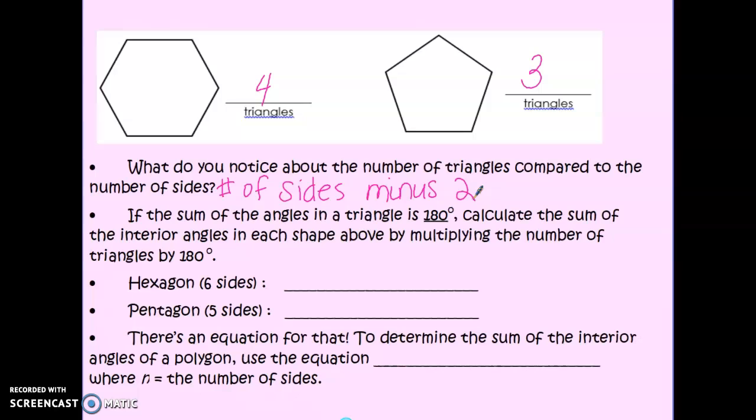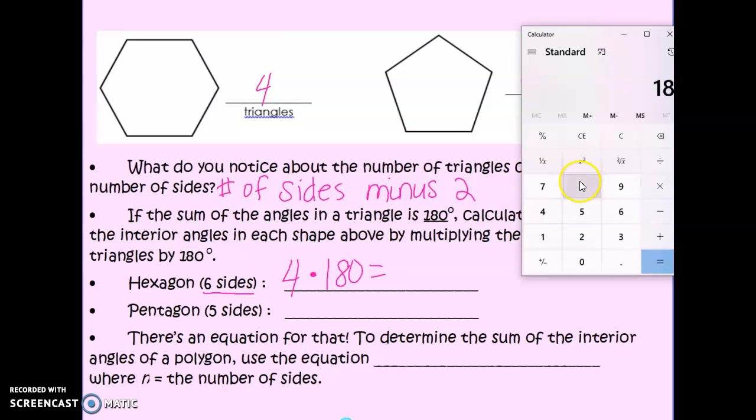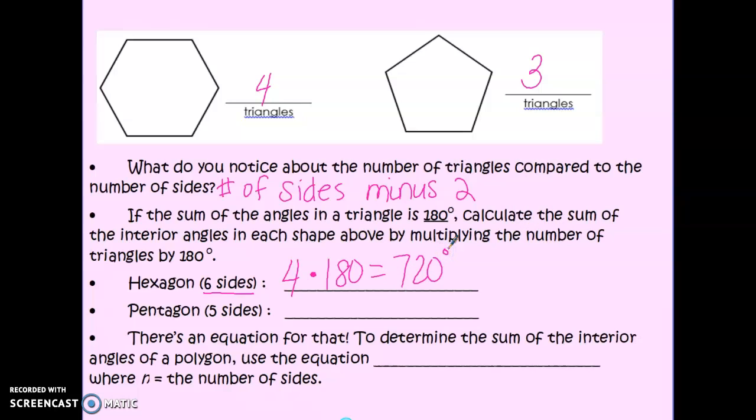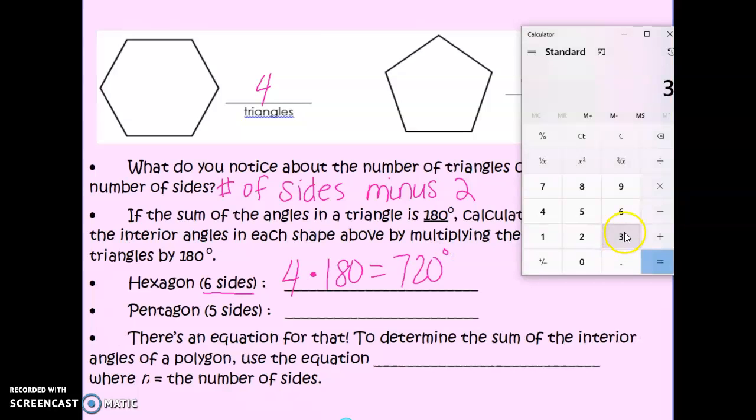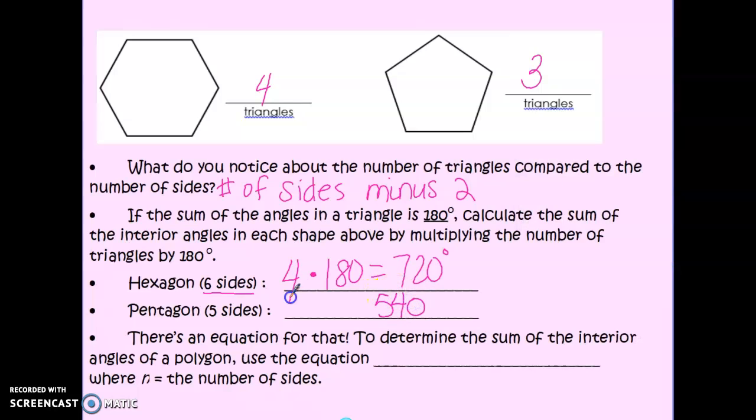Okay, so if the sum of the angles is 180 in one triangle, when we're trying to calculate how many interior angles we have in a polygon, we're going to take the number of triangles and multiply that by 180. So for the hexagon, we had 4 triangles. We're going to multiply that by 180, and we know we have 720 degrees. Okay, the pentagon, we had 3. So that gives us 540.